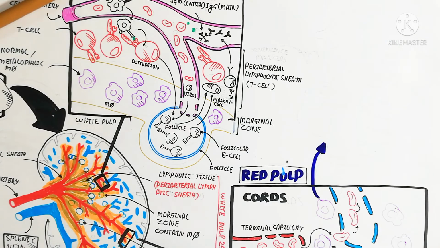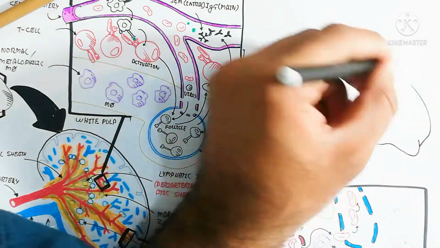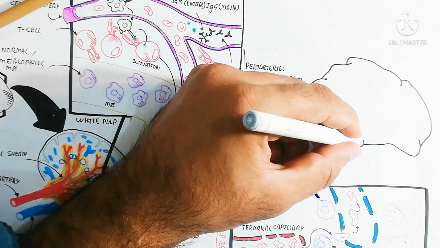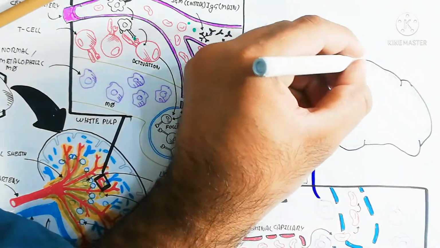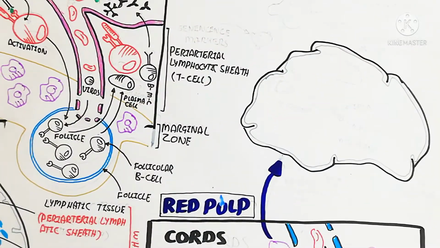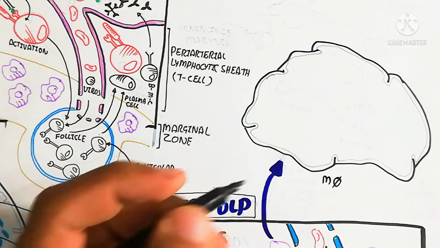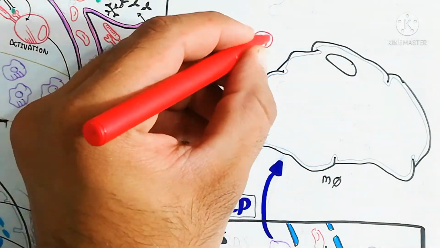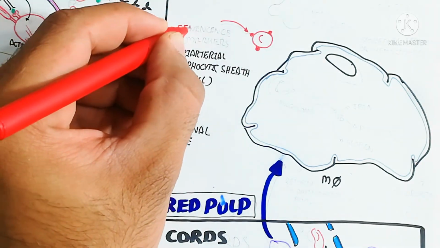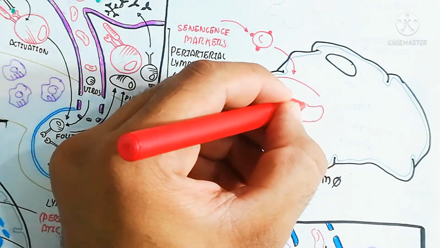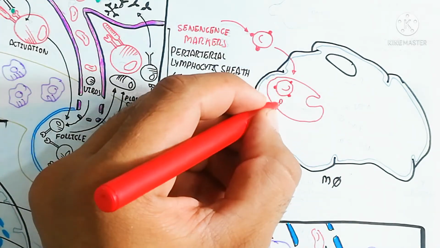So here you can see the macrophage will engulf the red blood cell, and in this way the macrophage plays a different function. This is the metallophilic macrophage, and it is used for the iron recycle from the hemoglobin. So how is it possible? Here you can see the macrophage. This macrophage recognizes the senescence marker present on the red blood cell.